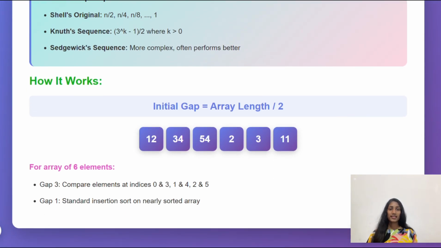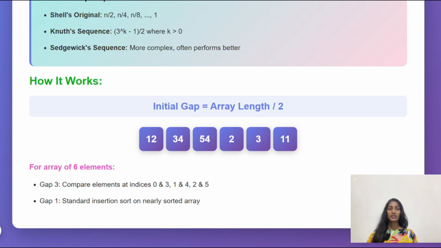Now, let's see exactly how shell sort works with a small example. This will help you understand why the gap sequence is so powerful. We will take a simple array of 6 elements: 12, 34, 54, 2, 3, and 11. The first step is to calculate the initial gap, which is the array length divided by 2. Here, the length is 6, so the initial gap is 6 divided by 2, which equals 3.